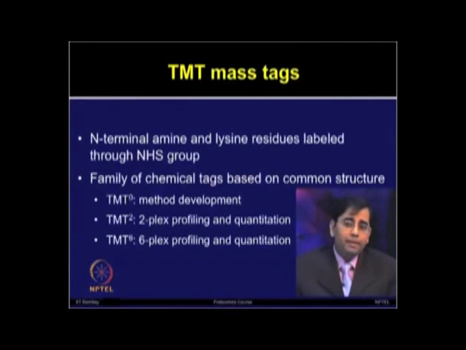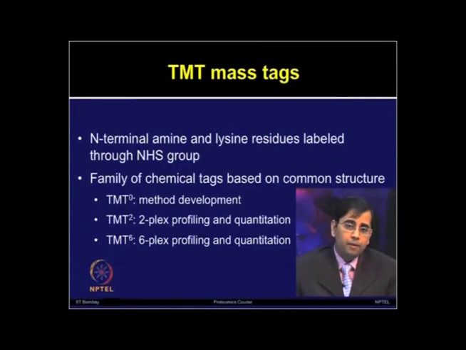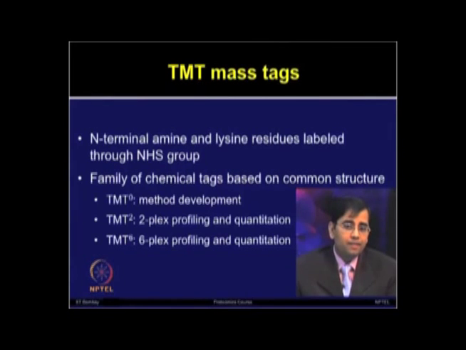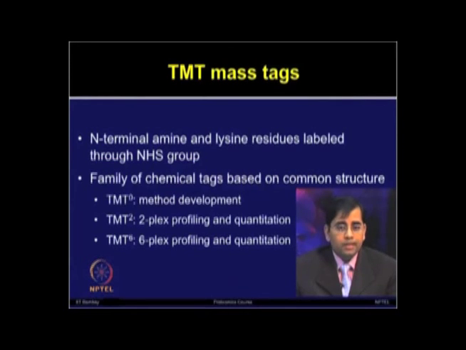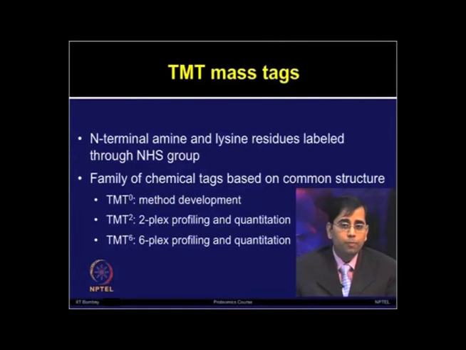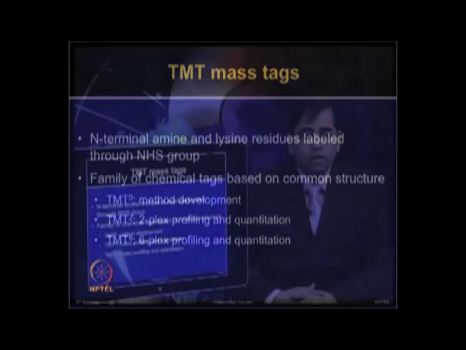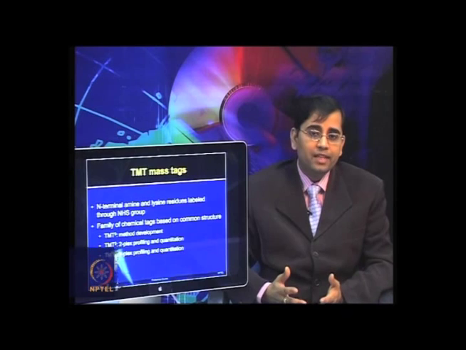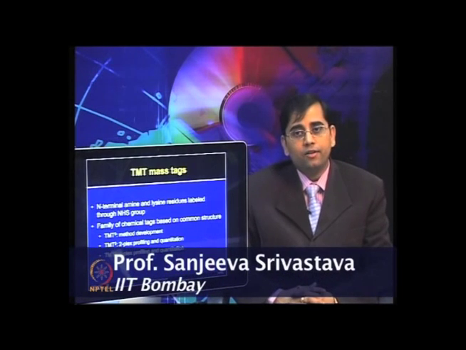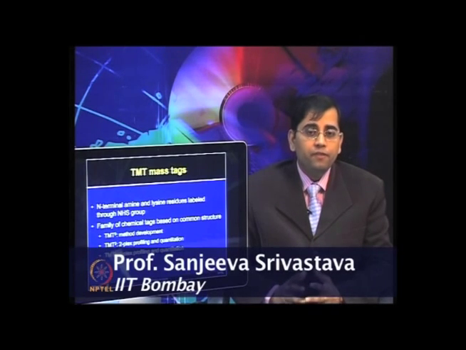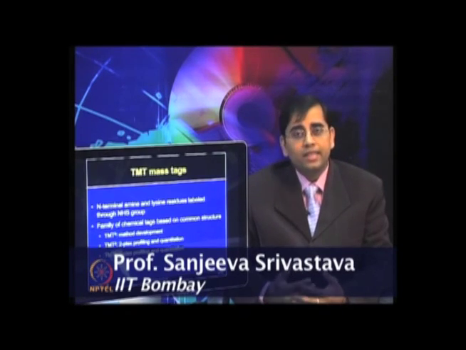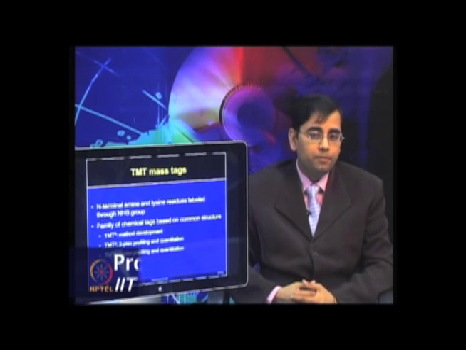The N-terminal amine and lysine residues are labeled through the NHS group. There is a family of chemical tags which are based on the common structures. The series of TMT tags available: TMT 0, TMT 2-plex, TMT 6-plex. So, these TMTs are an innovative set of isobaric mass tags for labeling the proteins and peptides at amine functions, and mixing of up to 6 different protein samples is possible.